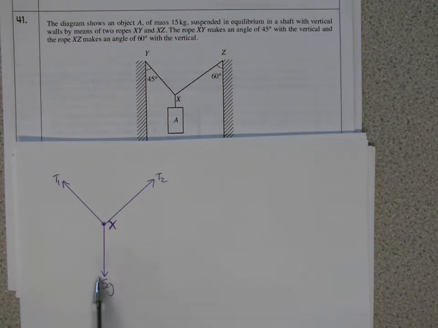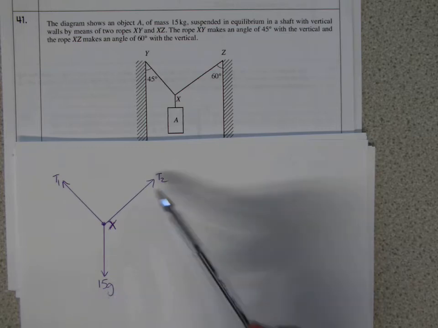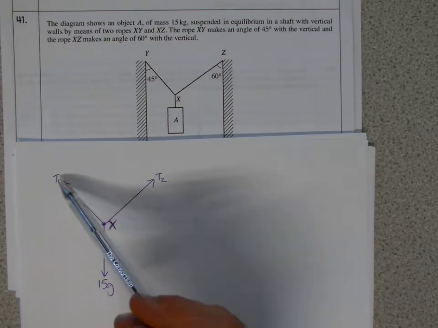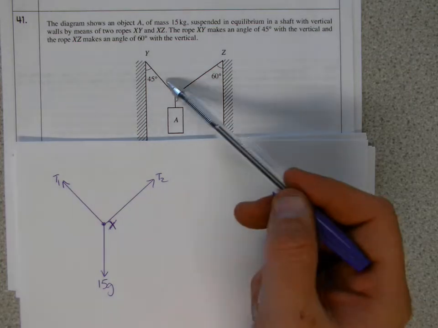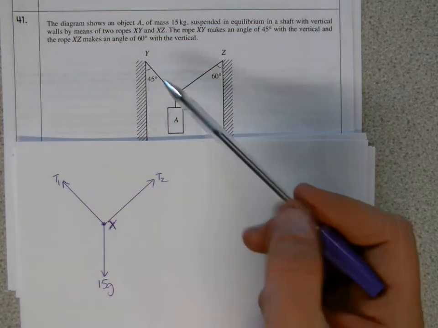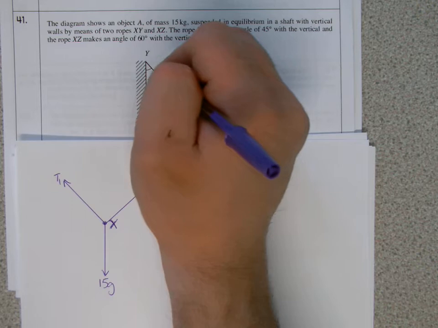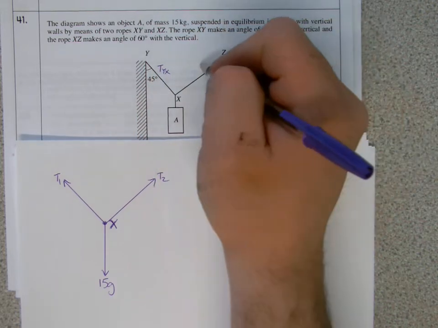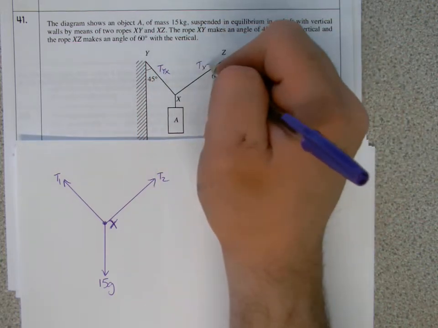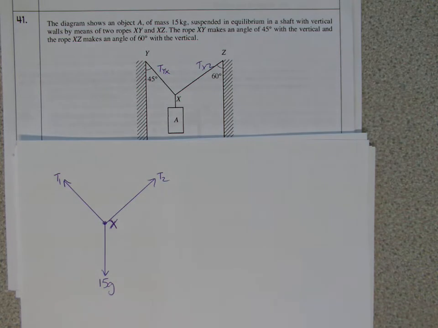Okay, so we've got our weight here, the 15 kilograms times gravity, so 15g. And then we've got the tensions in these strings. You can call these tensions anything. You could call that tension yx, or tyx, and this tension in this string xz. It's up to you, it doesn't matter what notation you use. I'm going to call them just T1, T2. That makes sense to me.